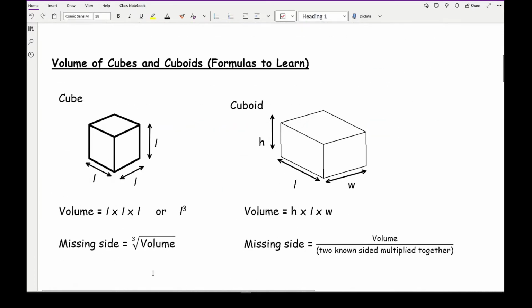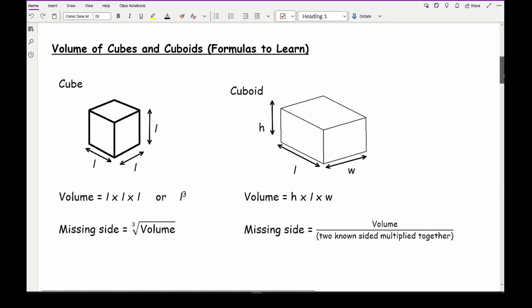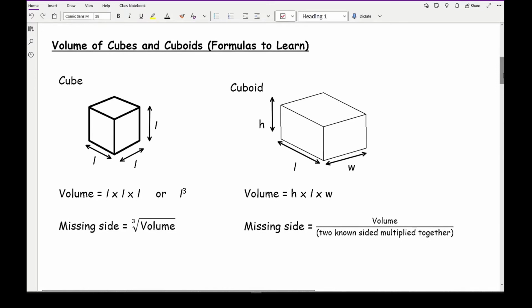Now in terms of volumes of cubes and cuboids, these are some key formulas that you need to learn. Although I've mentioned that there are two formulas for each of these two shapes, a cube and a cuboid, depending on if you're good at algebra and solving equations, you only need to use one of them. So let's have a look at what these two formulas are.